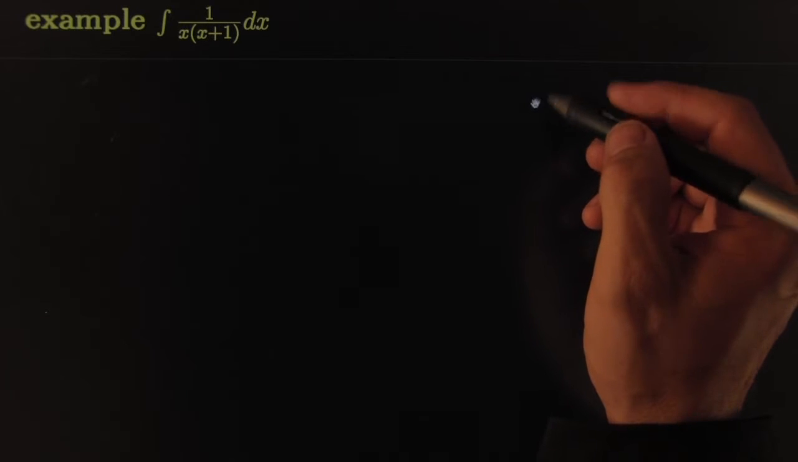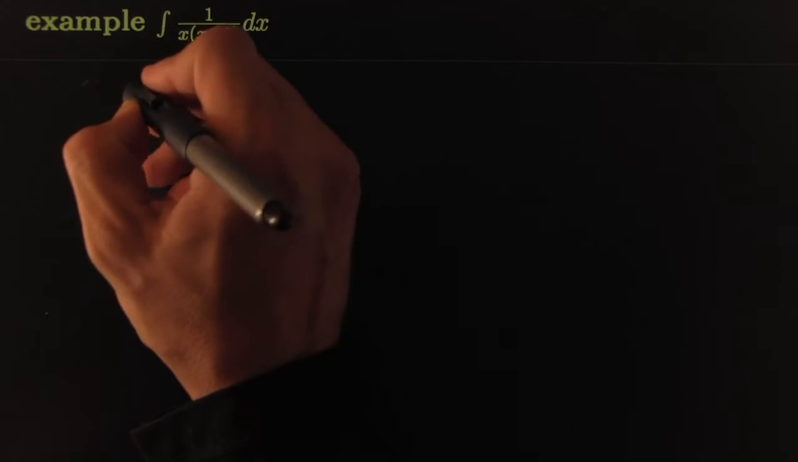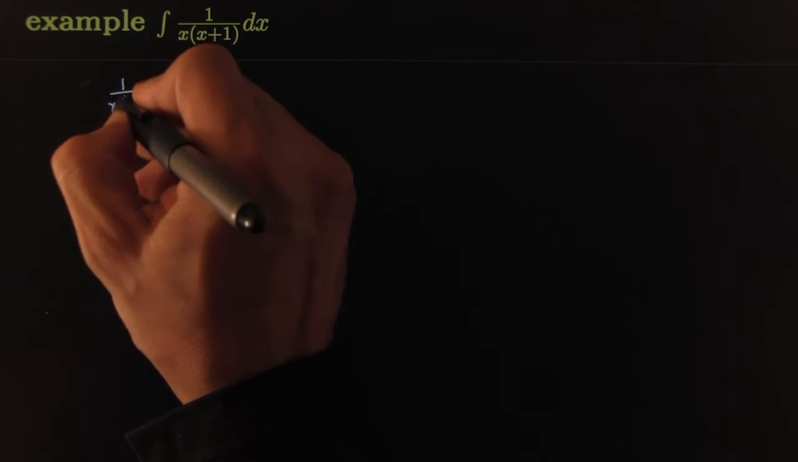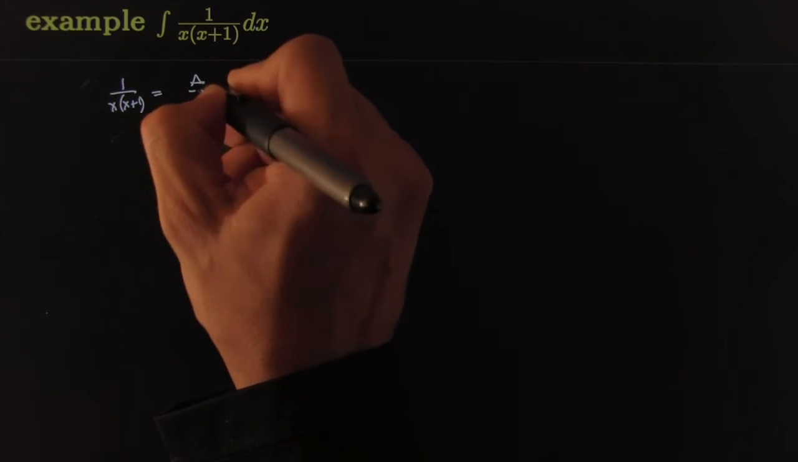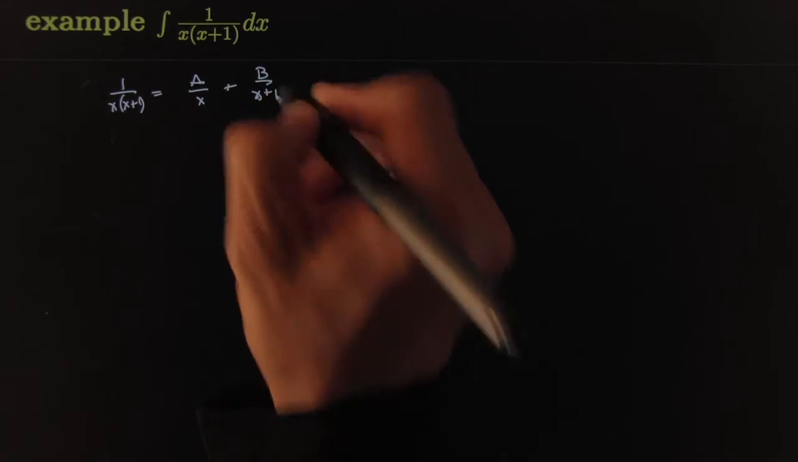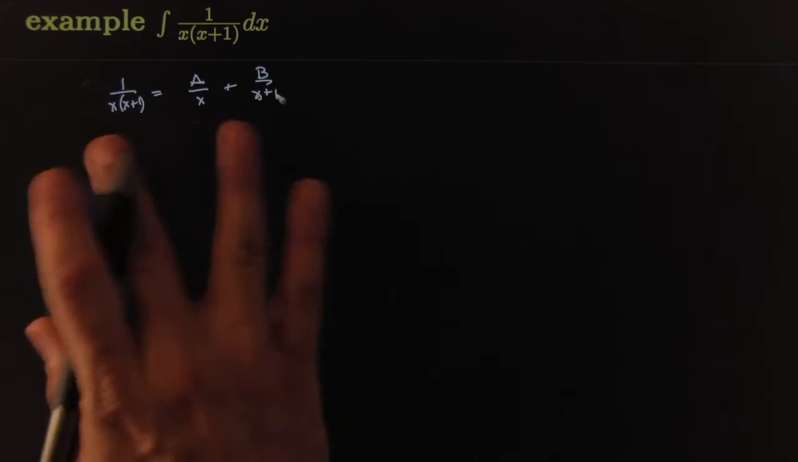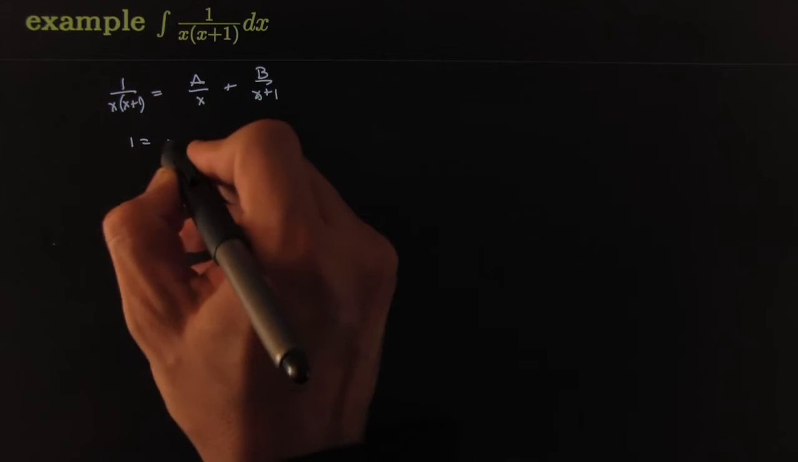So let's try this one. In this case, we will try to say that 1 over x times x plus 1 could, on a good day, be broken up as something over x plus something over x plus 1. If we're lucky, maybe it could be broken up like that. Let's not be afraid and try it.